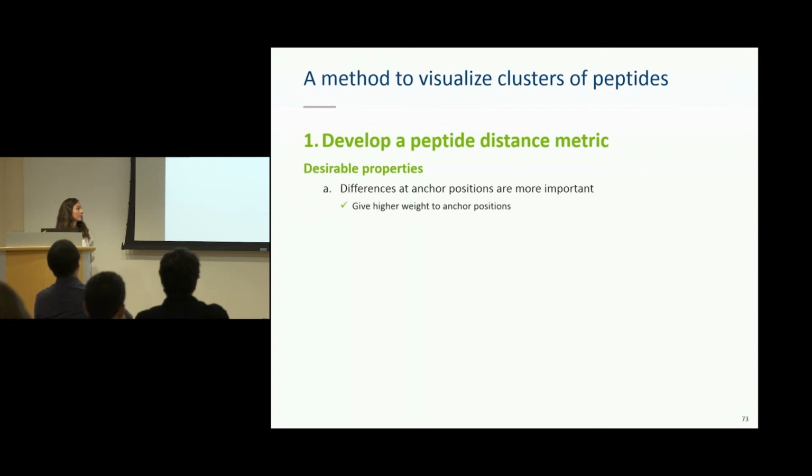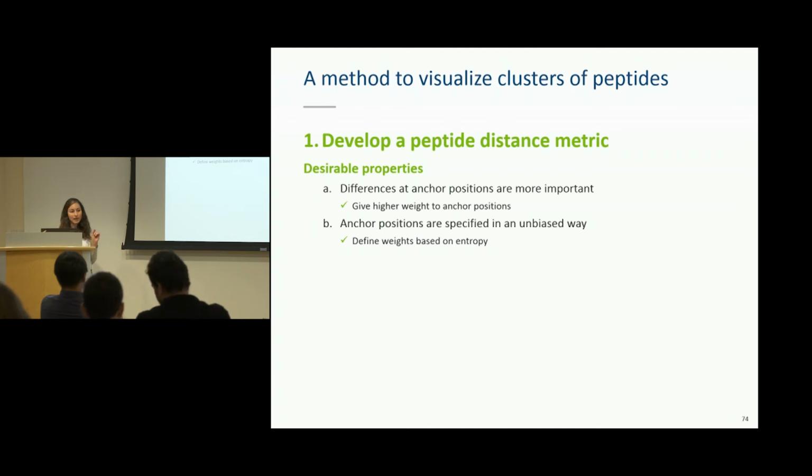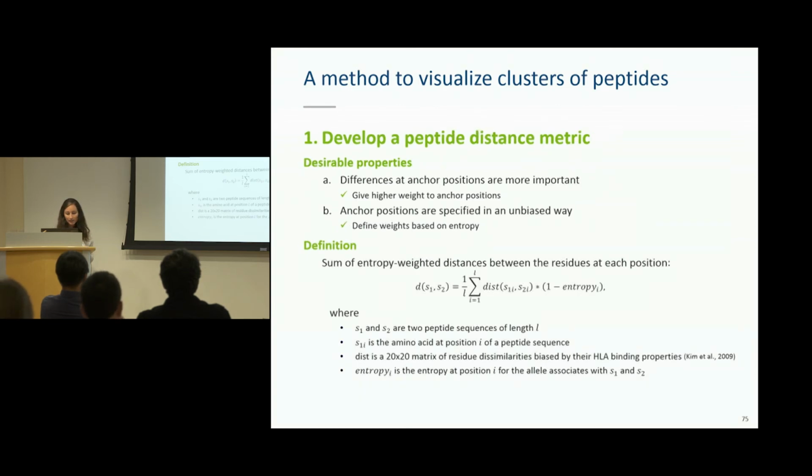So to do that, we decided to give a higher weight to anchor positions, and then we also wanted to make sure that we don't bias what anchor positions are. This point is important because even though most alleles do have anchors at positions 2 and 9, there are actually cases where the most pronounced anchors are elsewhere on the peptide. For example, A0101 has an anchor at position 3. So in order to account for that, we just define weights based on entropy. And finally, we define our metric simply as the average of the entropy-weighted distances between the residues of each position when you scan through the two peptide sequences.